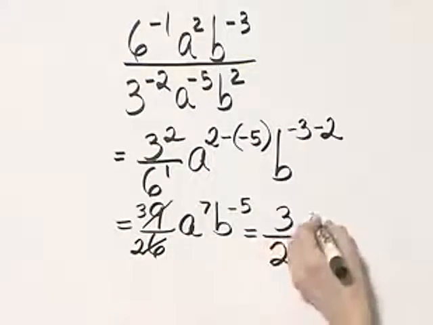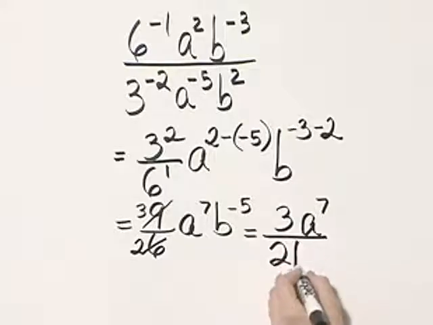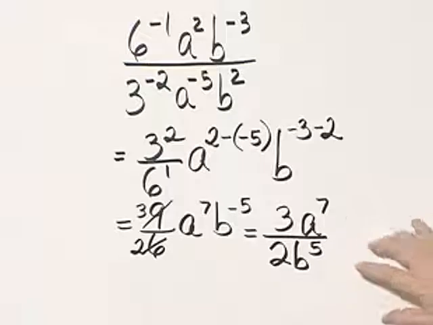This a to the 7th I'll leave in the numerator, and this b to the negative 5, since I want to write it with a positive exponent, I'll move it to the denominator as a b to the 5th. I can simplify no further. These are unlike bases, so I cannot combine them, and I have simplified.